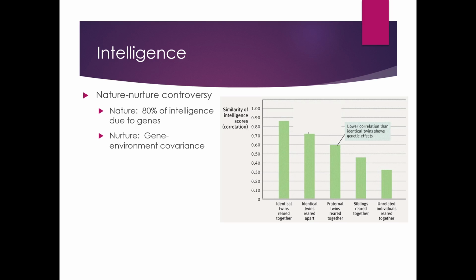So on the nature side, people who say that 80% of intelligence is due to genes look at research like the fact that fraternal twins who were reared together, who grew up in the same household, tend to have lower correlations between their IQ scores than identical twins who were reared apart.